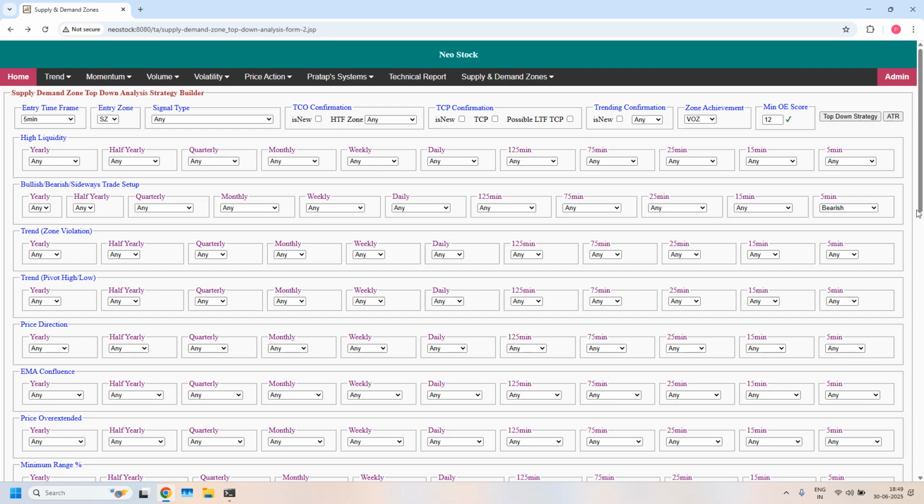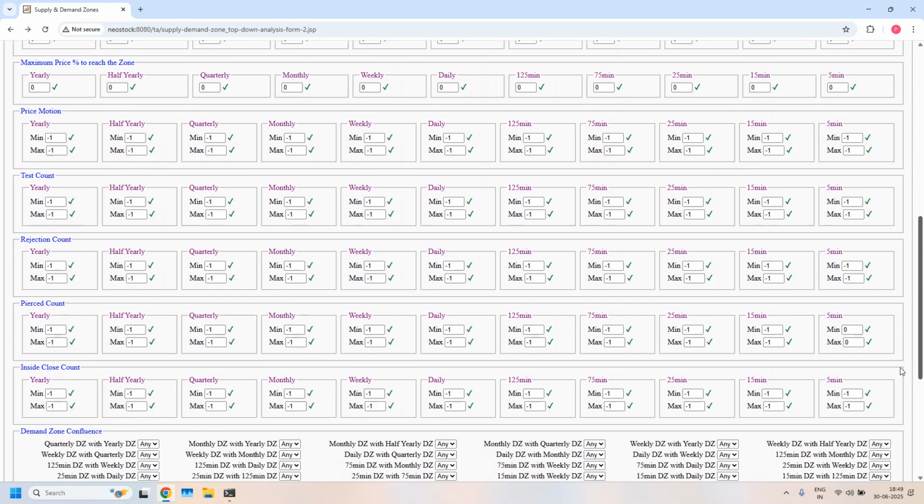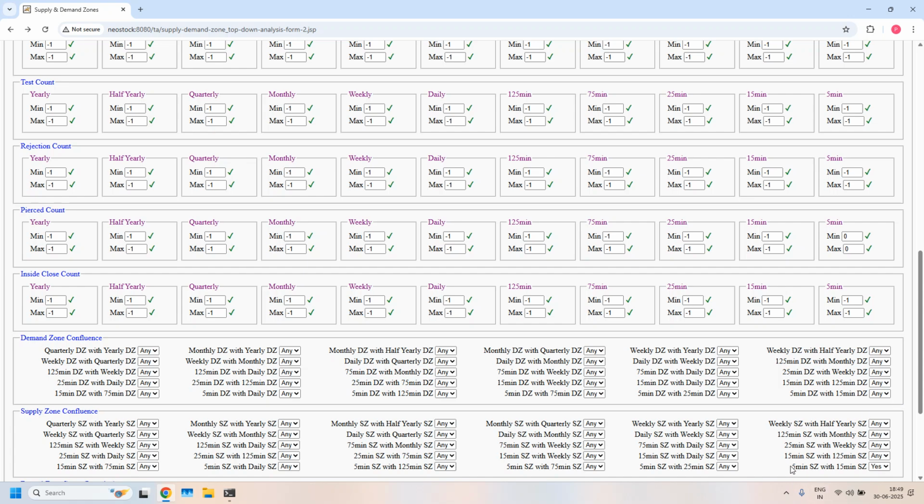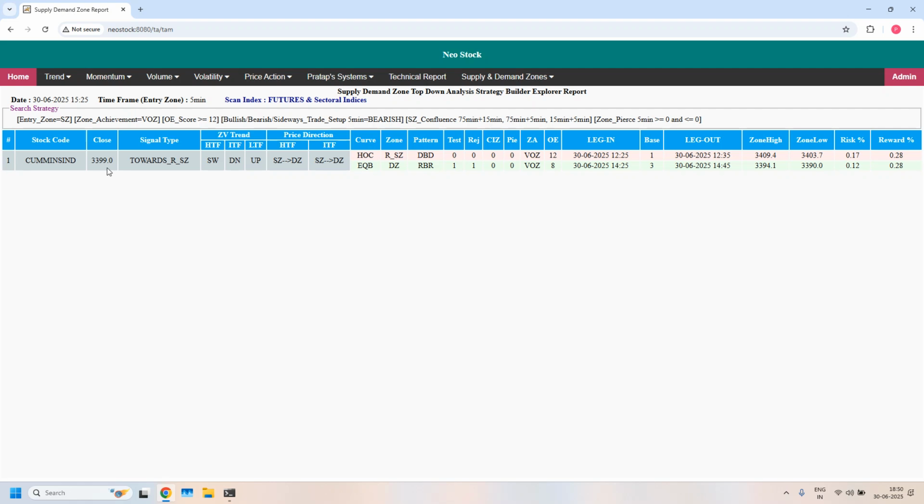So let's verify LTF, ITF, HTF supply zone confluence. That is 5 minutes, 15 minutes and 75 minutes supply zone confluence. So first one is enabled, next 5 minutes and 75 minutes, 15 minutes and 75 minutes supply zone confluence. With all three filters, we got only one stock. This 5-minute supply zone overlapped with 15-minute supply zone. Both together overlapped with 75-minute supply zone. But 75-minute trend is sideways. Sideways trend EMA does not give any advantage. Okay, this is about a bearish trade setup for hourly income trade.